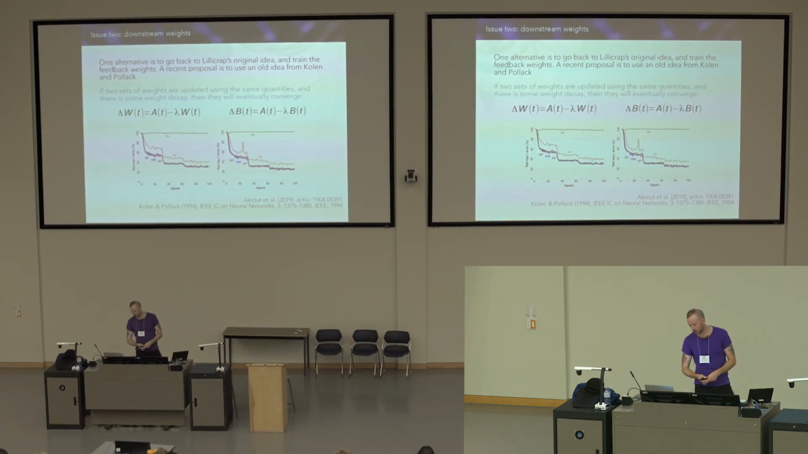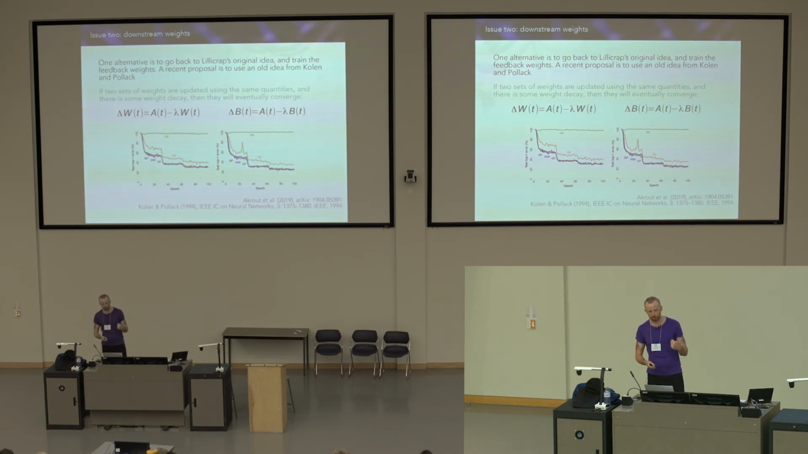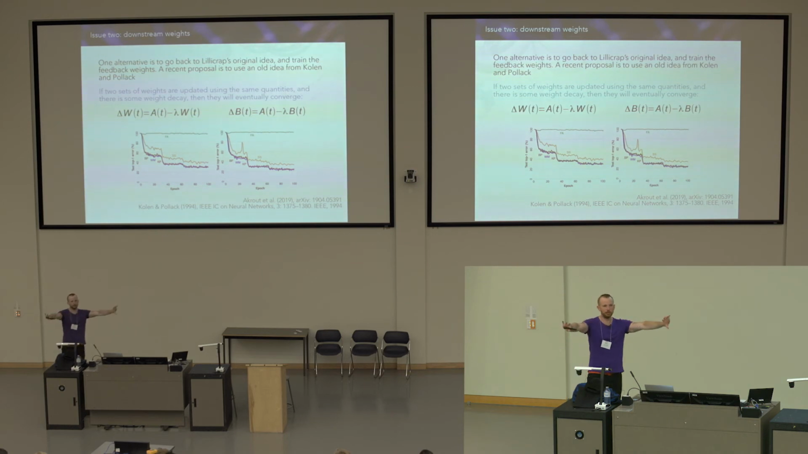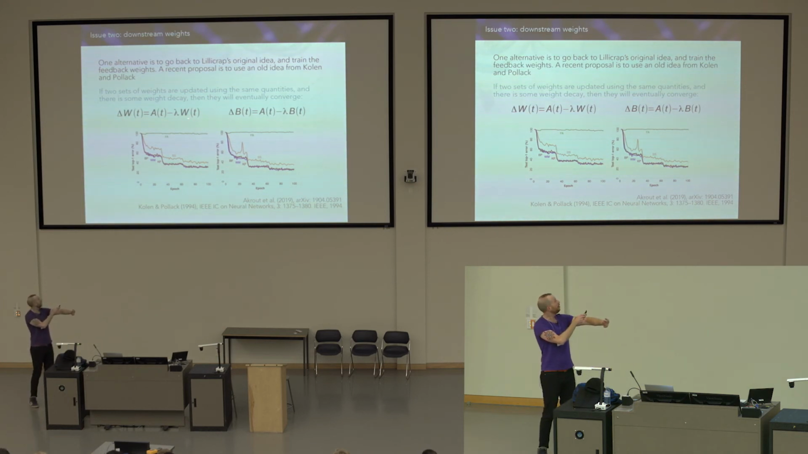So one idea that Tim and his friend Doug Lillicrap came up with recently was to go back to a very old algorithm known as the Colin Pollock algorithm from the 90s. Basically, Colin and Pollock noted, okay, let's say you have two weight matrices, totally randomly selected initially, but what you do is every update, you update them with the same update, A, and then you apply a bit of weight decay. So my synaptic updates are always going to be the same term and some weight decay. If you do that, you're guaranteed that your two matrices are going to come into alignment.